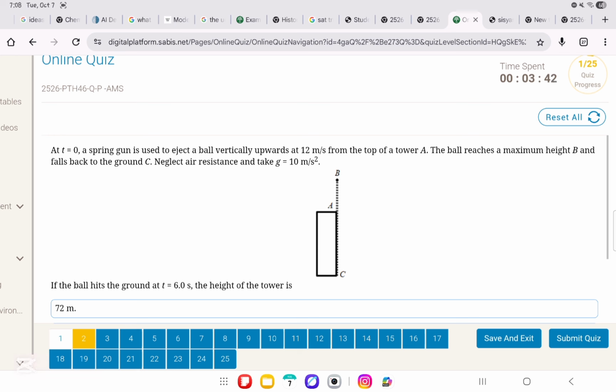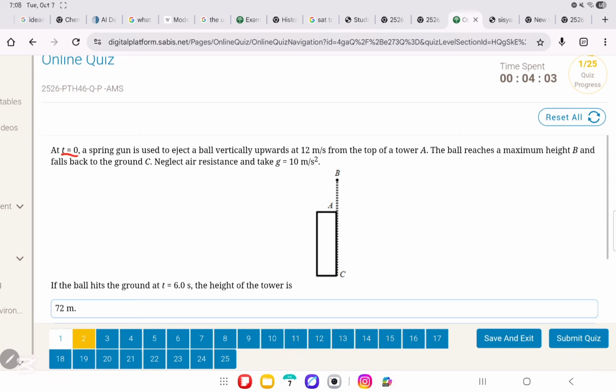At time equals to 0, a spring gun is used to eject a ball vertically upwards at 12 meters per second from the top of a tower A. The ball reaches a maximum height B and falls back to the ground C. Neglect air resistance and take G as 10 meters per second squared. If the ball hits the ground at time 6 seconds. So what do we have first of all?